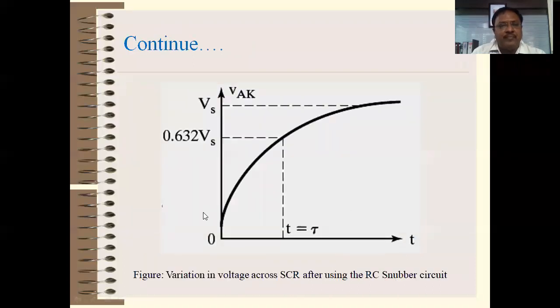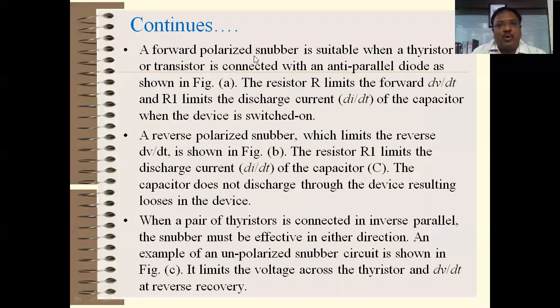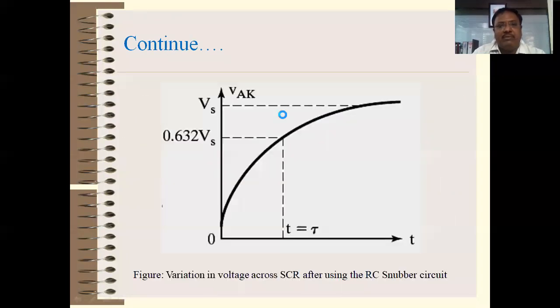Okay. The forward polarized snubber circuit is suitable when a thyristor or transistor is connected with an anti-parallel diode. This connection is normally used with RL load. The resistor R limits the forward dV/dt, and the resistor R1 limits the discharge current, that is di/dt, of the capacitor when the device is switched on. So R1 is used to discharge the capacitor and R is used to limit the high dV/dt.